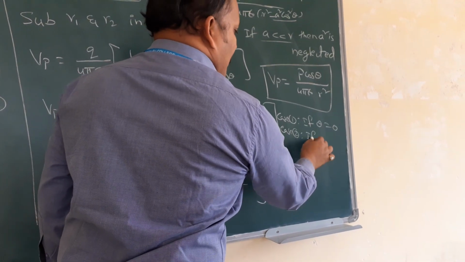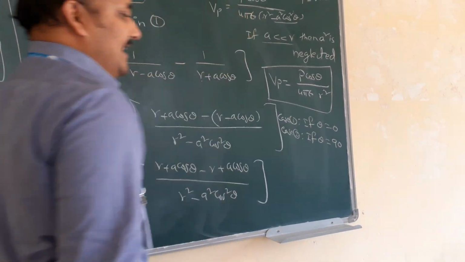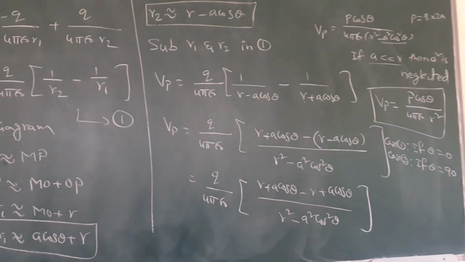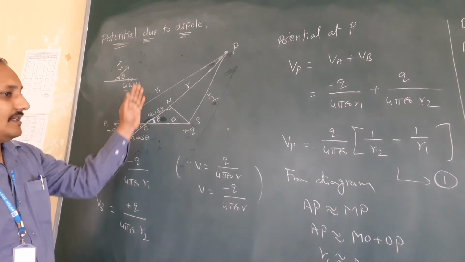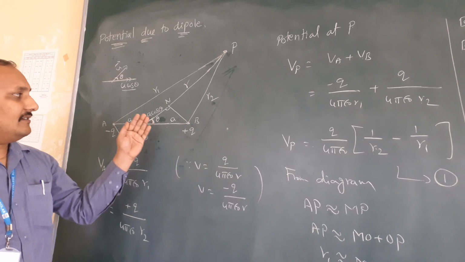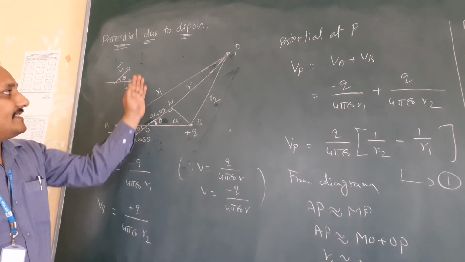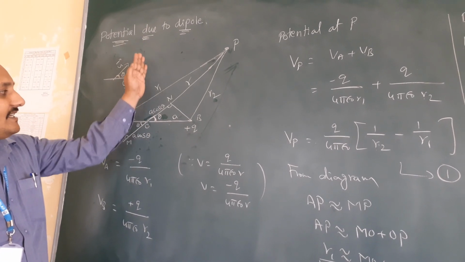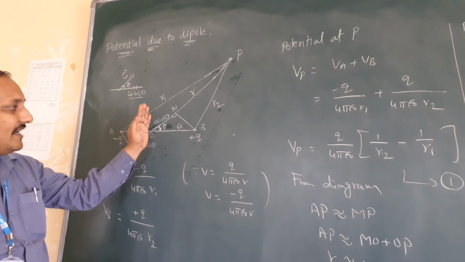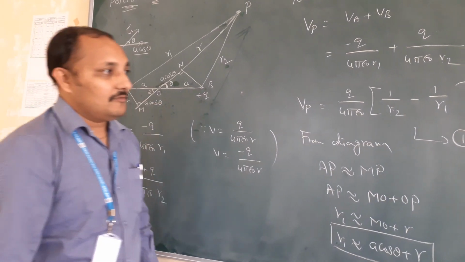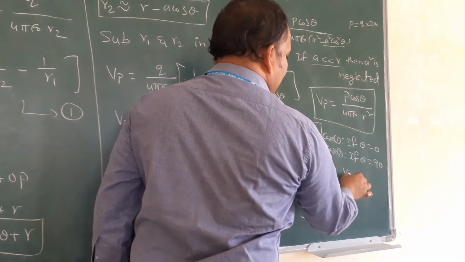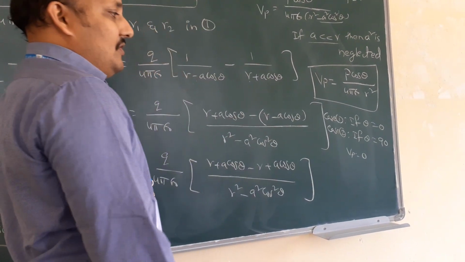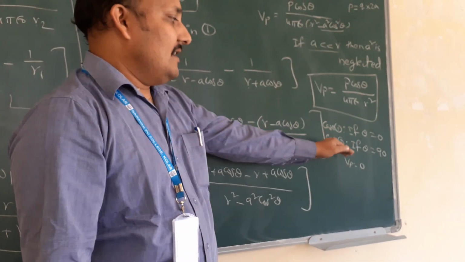Next, what is case 2? If theta is 90, where does this point come? Theta is 90 means this is the equatorial line. Otherwise, I will explain in the next session very clearly. Equatorial line means what is the potential? What is cos 90? Cos 90 value is 0. Therefore, the potential on the equatorial line is 0. This is nothing but case 1 and case 2.